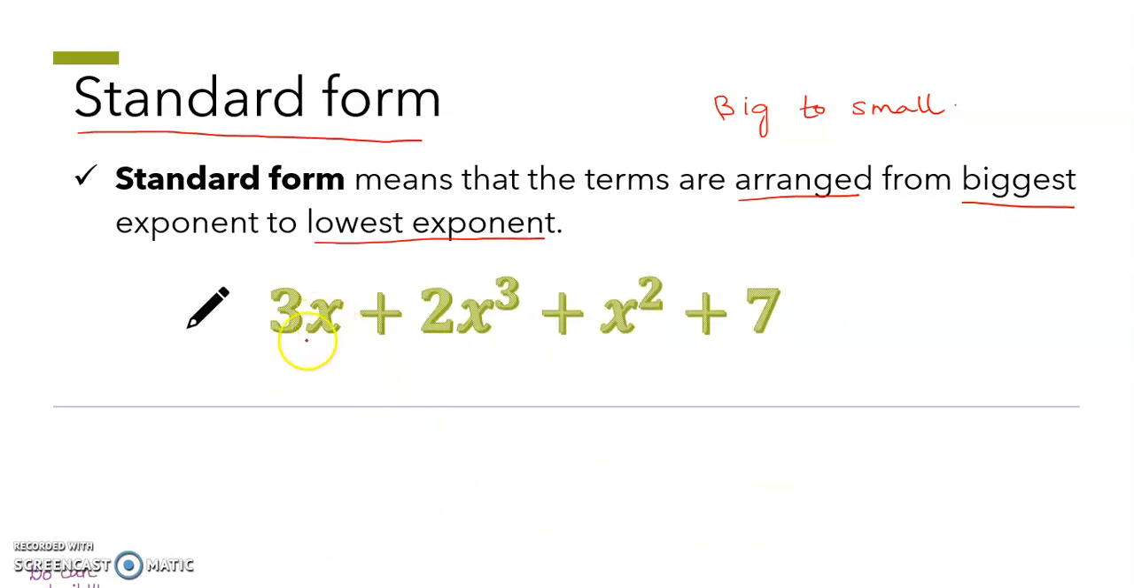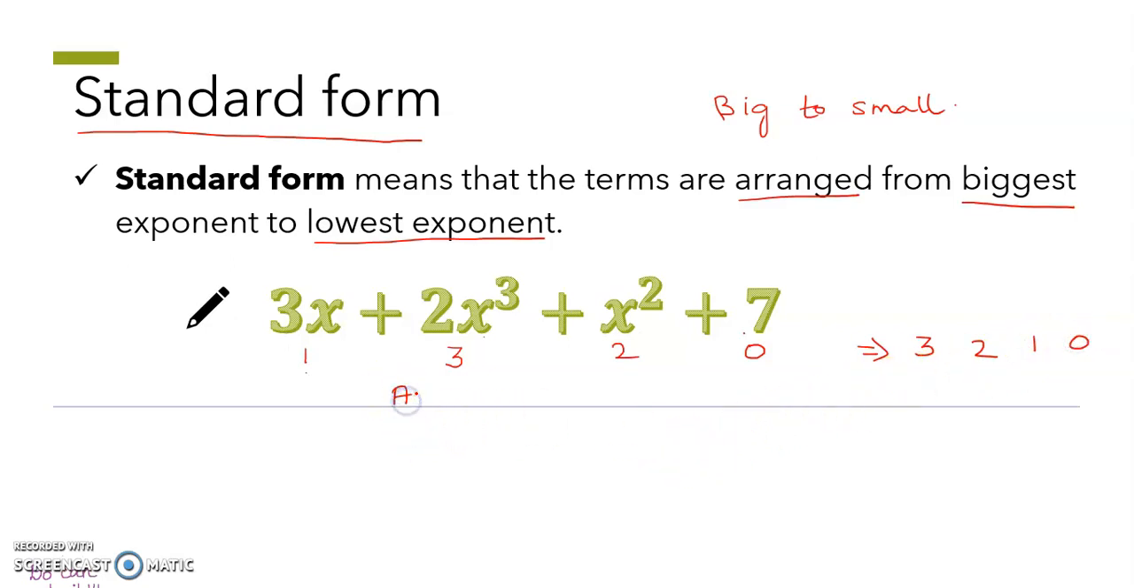So this is an example for you: 3x plus 2x cubed plus x squared plus 7, which we solved in the previous slide. So we learned that the first monomial has degree 1, the second one has degree 3, the third one degree 2, and the last 0. So now how can we arrange this from big to small? 3, 2, 1, 0.